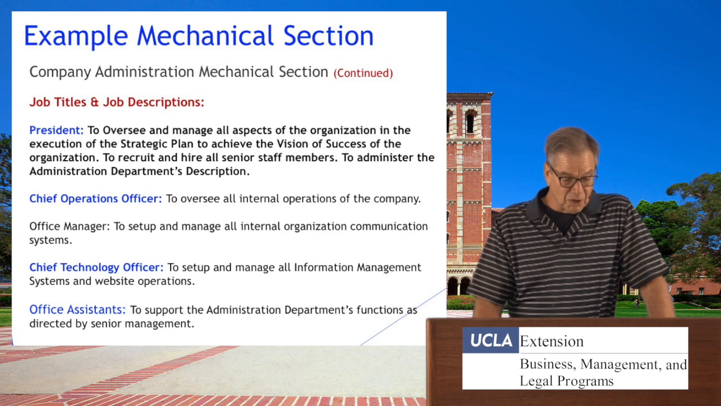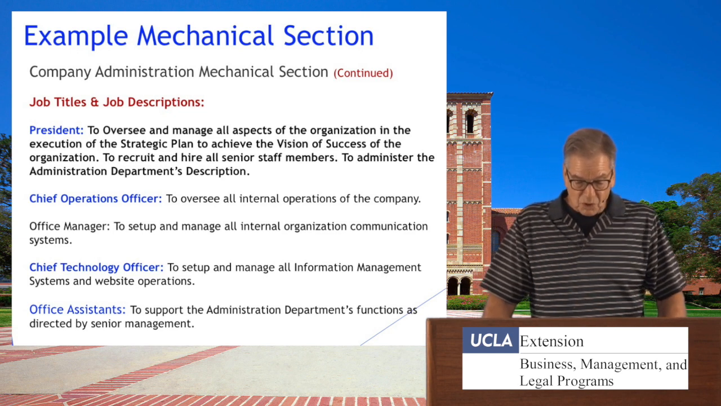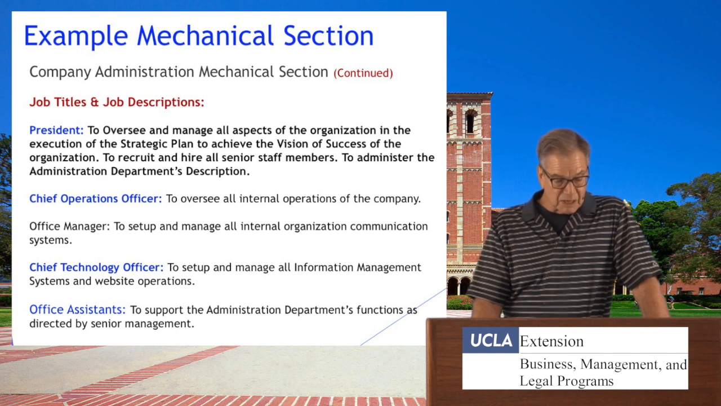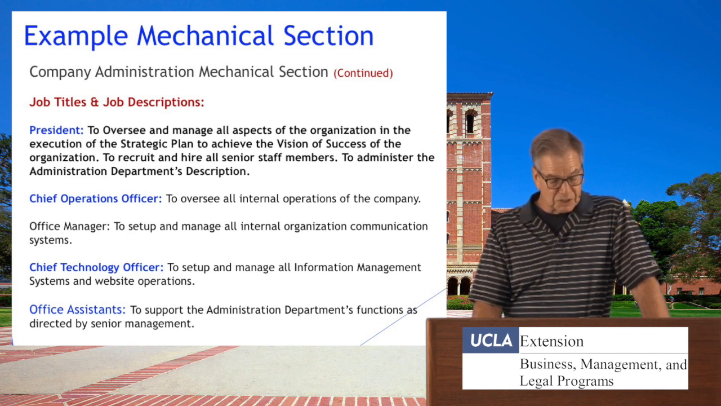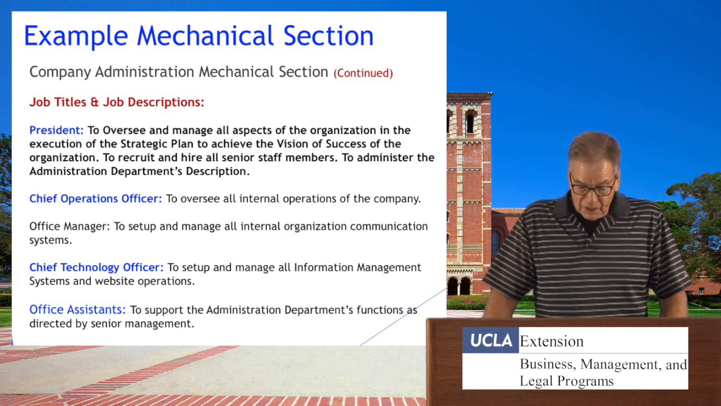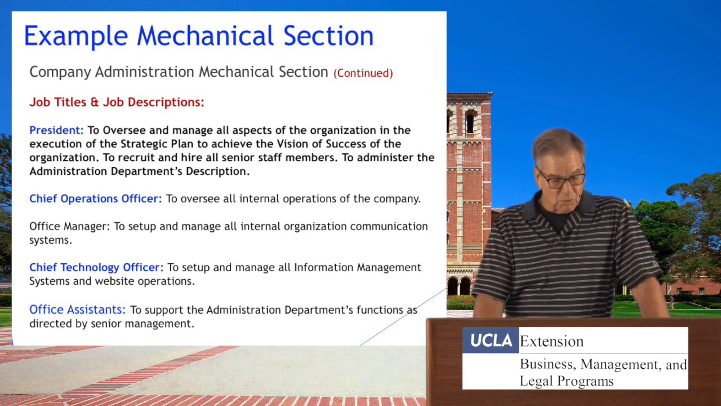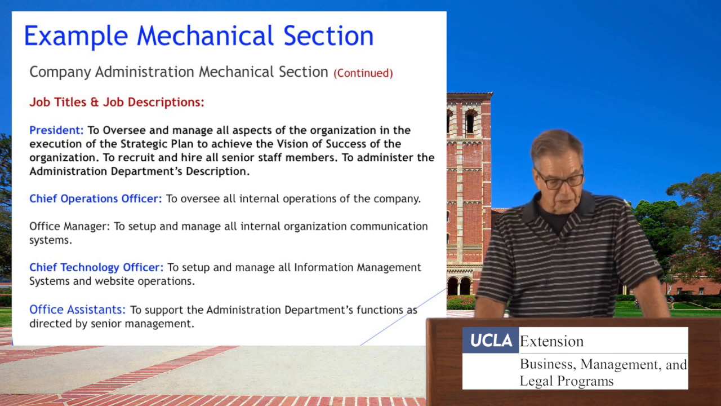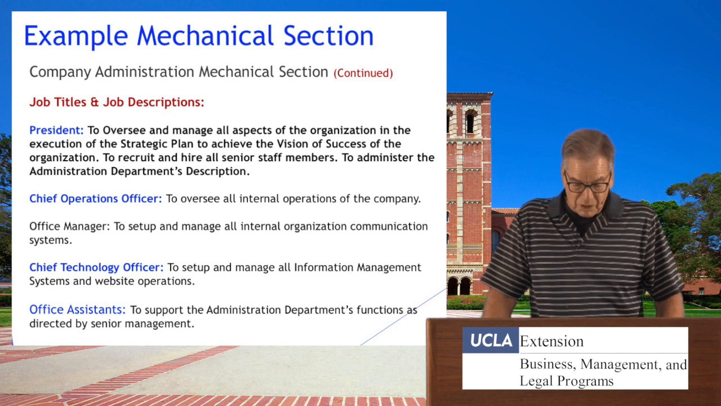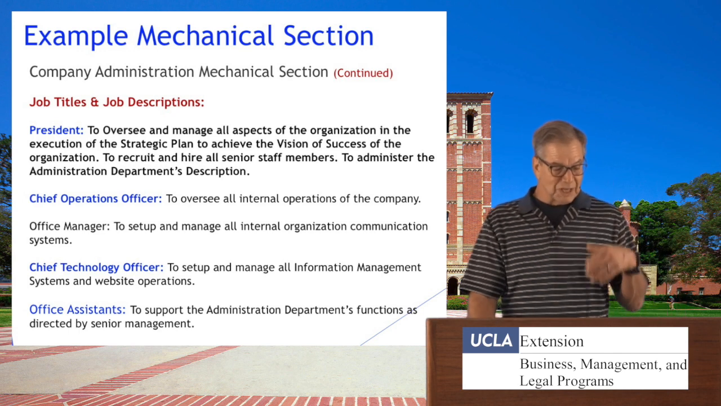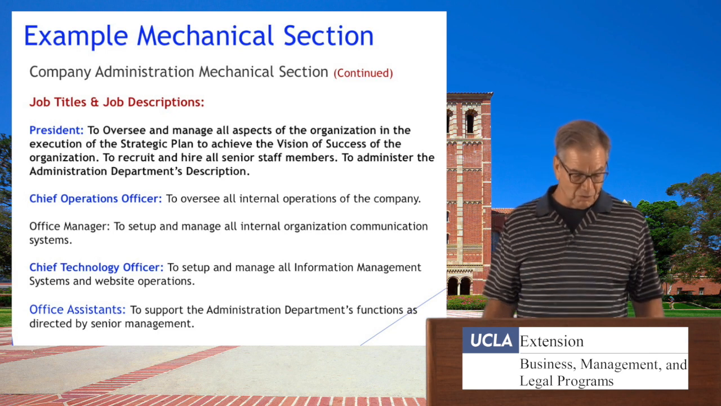Then we have chief operations officer: to manage all internal operations of the company. Office manager: to set up and manage all internal organization communication systems. Chief Technology Officer: to set up and manage all information management systems and website operations. And then Office Assistant: to support the administration department functions as directed by senior management. So that gives you kind of an idea.